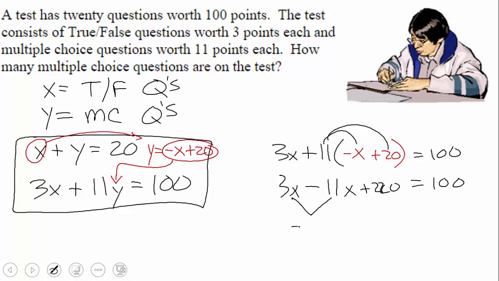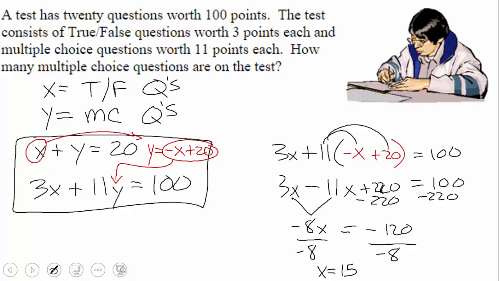Combining the like terms, we have negative 8x. I'm going to subtract my 220 from both sides. Negative 8x is equal to negative 120. When I divide by a negative 8, x is equal to 15.